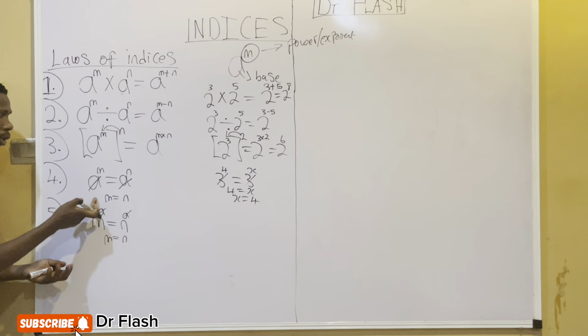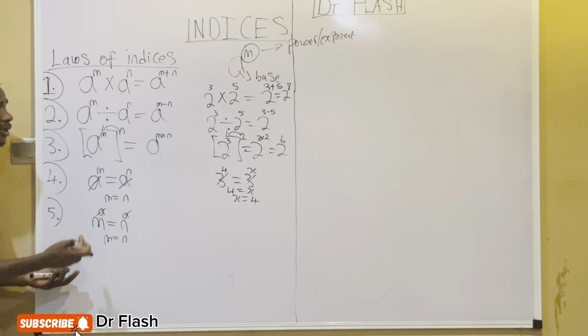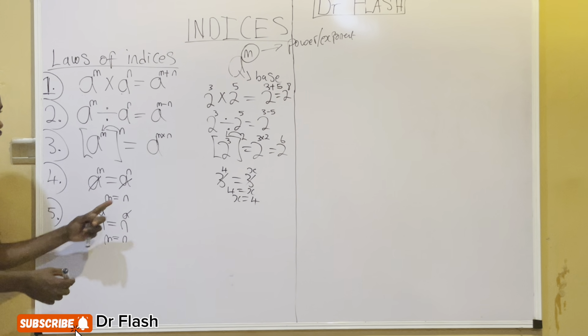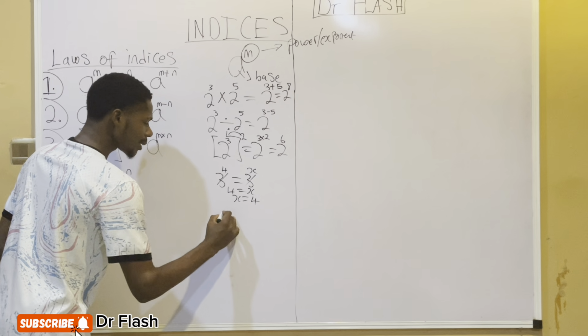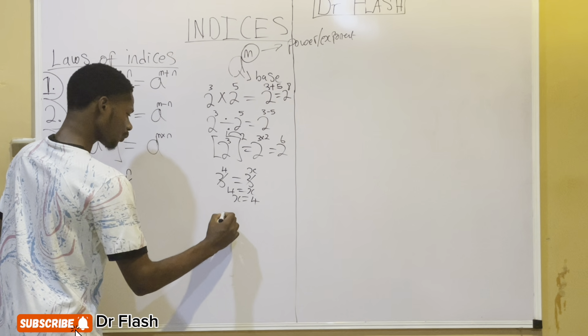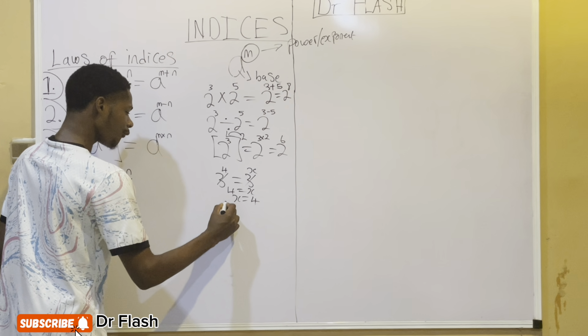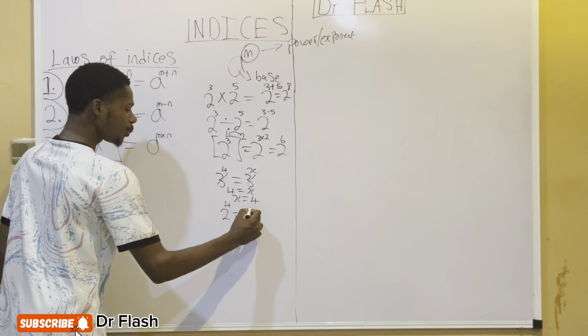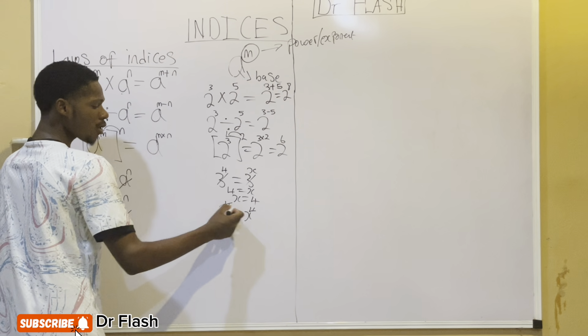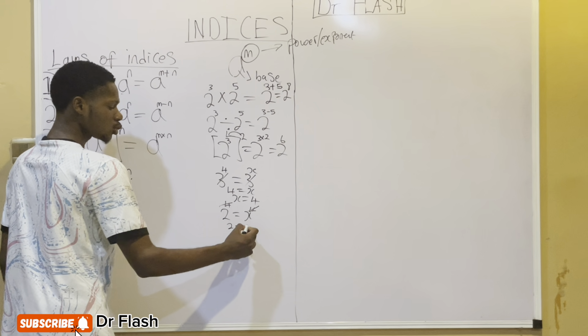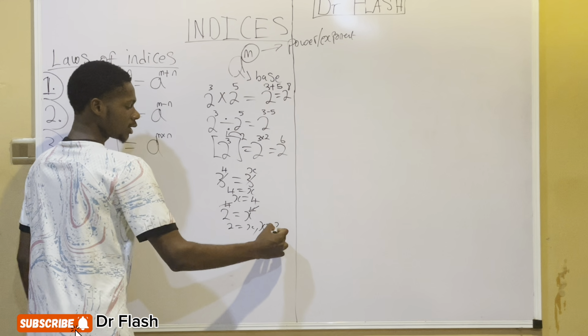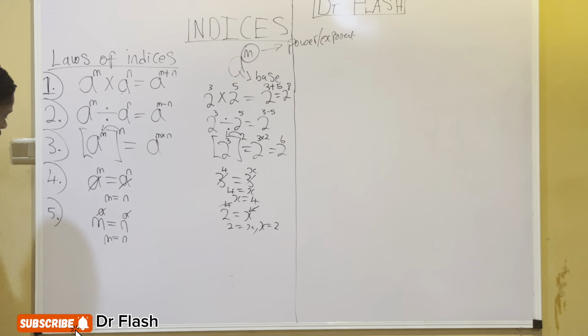Okay, and for law 4, if the bases are the same, they can cancel out and we can equate the power. Similarly, I'm going to do a similar example. Let's say we're having 2 to the power of 4 equals x to the power of 4. The powers are the same. 4 can cancel out 4, so we're left with 2 is equal to x, which means x is equal to 2. Now these are the basic laws, and there is more to it.